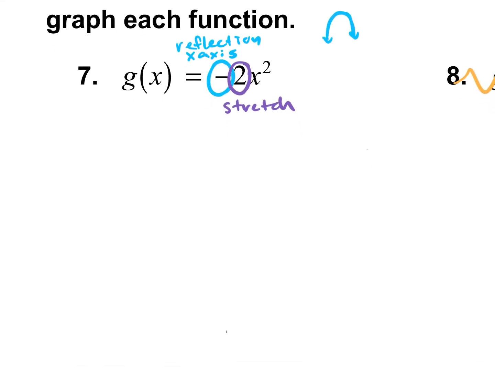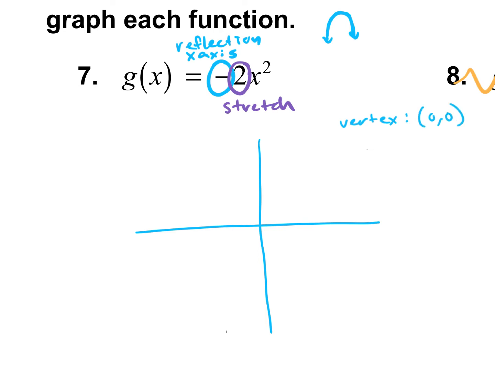So to graph this, what would be my vertex? Remember, it's what we're adding inside and what we're adding outside for the vertex. Am I adding anything inside or outside? No. So what do you think my vertex is? 0, 0. So that would be the first point on my graph.